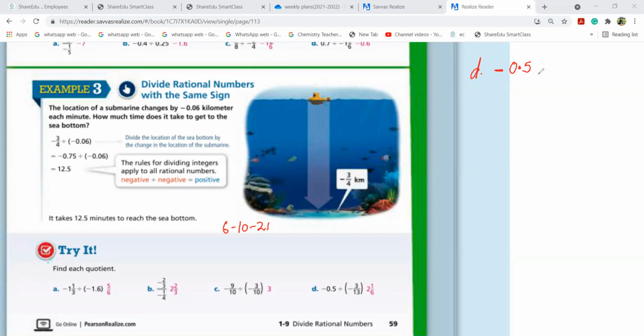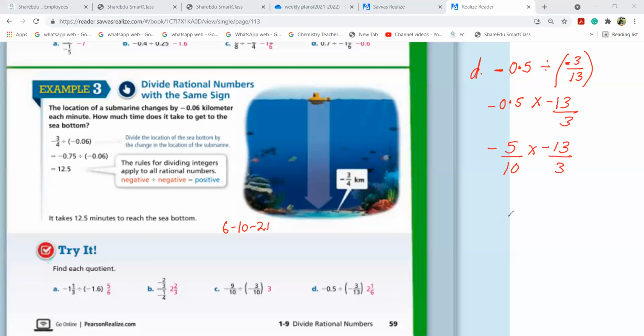Minus 0.5 divided by minus 3 over 13. How do you do this? You write 0.5, the division becomes multiplication, and you write 13 over 3. Girls, you can open this 0.5. How do you open it? You can make it as minus 5 over 10, and you can write this as minus 13 over 3.